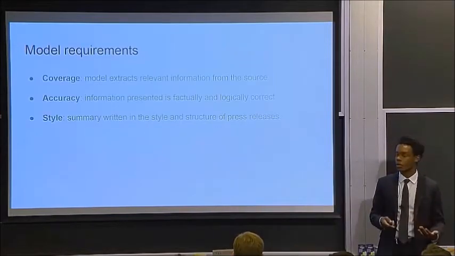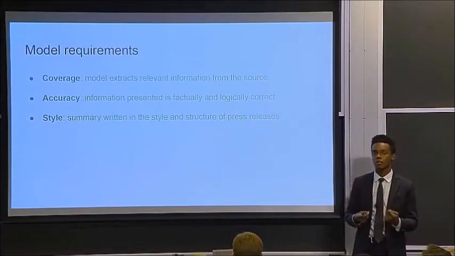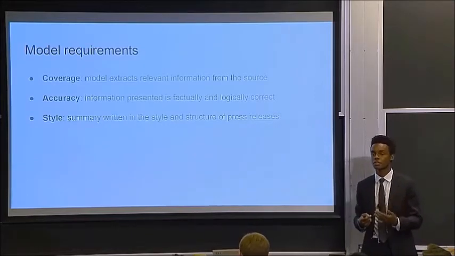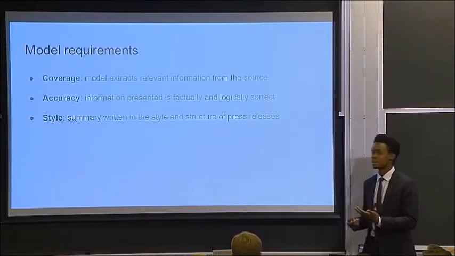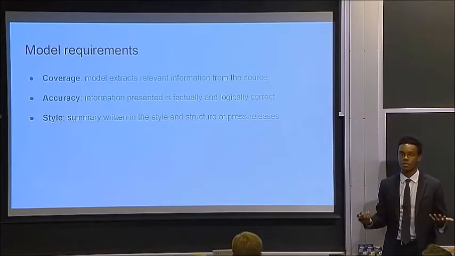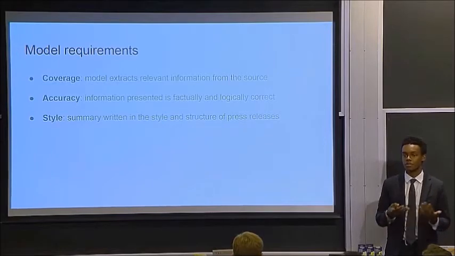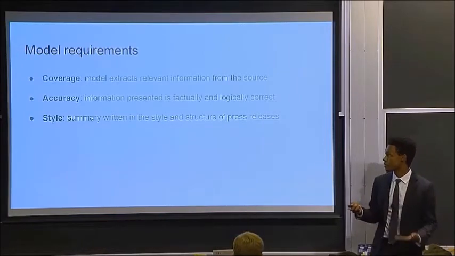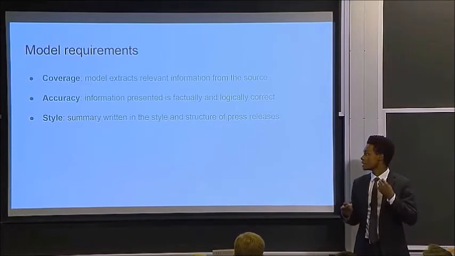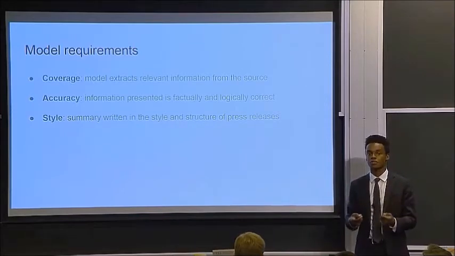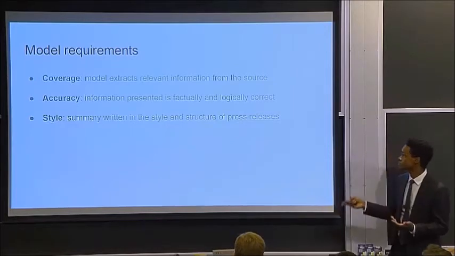So what are our model requirements? First, we want to ensure that our model has sufficient coverage. So that means that it covers all the main and important points within a scientific paper. Second, we care about accuracy. And basically this is whether or not the information is correct or false. And third, we care about style. And this is what is most important, as if our model extracts the right information but doesn't present it in an understandable way, it won't be useful.